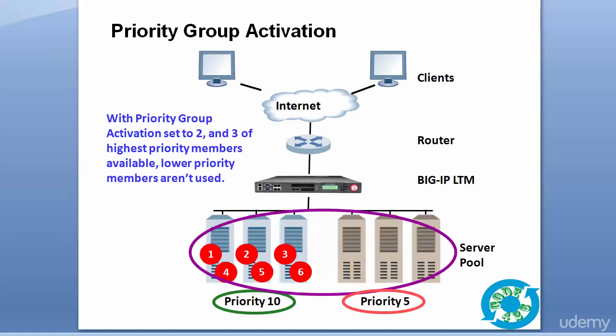While the load balancing method determines how connection requests are distributed across members, priority group activation determines which members are eligible for use at a given moment. Priority group activation allows you to define primary members and backup members. If priority group activation is set to 0, disabled, priority values are ignored and all members are active. If set to 1, all members of a high priority group must be unavailable before another group is made active. Persistence will work even if it is to a lower priority member that was previously active but is no longer active.